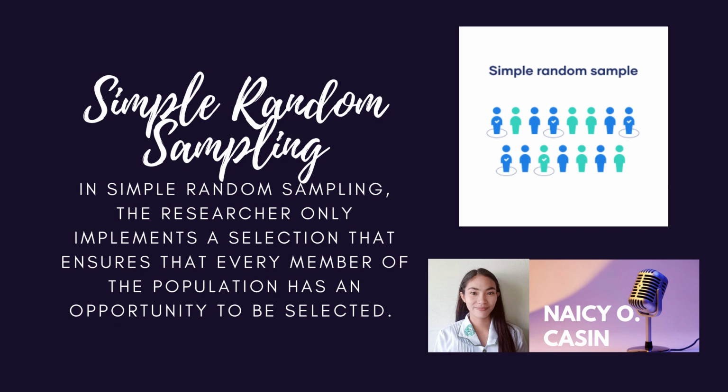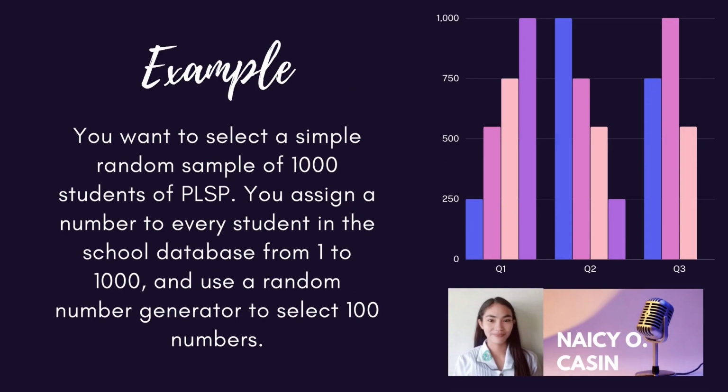It is sometimes called fishbowl. Ito yung applicable na technique sa maliit na population. Pero 'pag malaki naman, pwede naman gumamit ng iba pang method katulad ng roulette wheel technique para maiwasan natin yung bias sa pamimili. Example, you want to select a simple random sample of 1,000 students of PLSP.